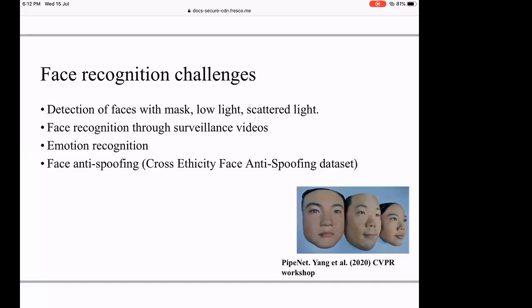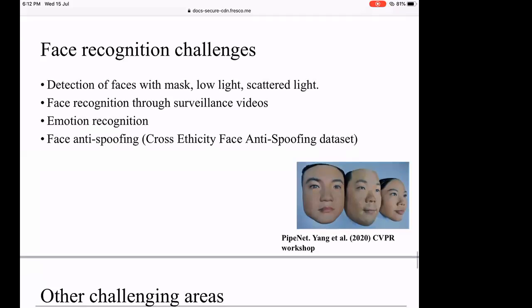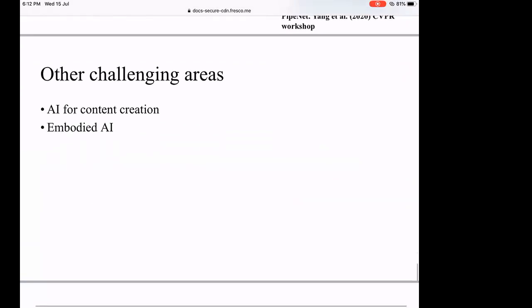So face anti-spoofing is something which is dealt with very nicely. And if somebody is interested to work in this area, this is the data set I've mentioned, the cross ethnicity face anti-spoofing data set. This is the data set which you can make use of in order to build your machine learning or deep learning algorithms. And there are some other challenging areas.